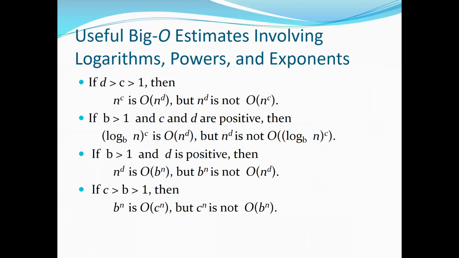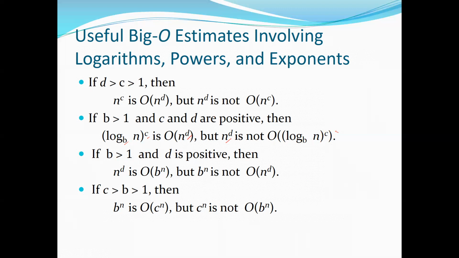So if b is greater than 1 and c and d are positive, then log base b of n to the power of c is always big O of n to the power of d, right? So whatever is the base b and the power c, we take it to the order of d. But n to the power of d is not always big O of log base b of n to the power of c. This is not true. You can prove this; see your textbook. There are proofs available for these inequalities, for these orders of growth.